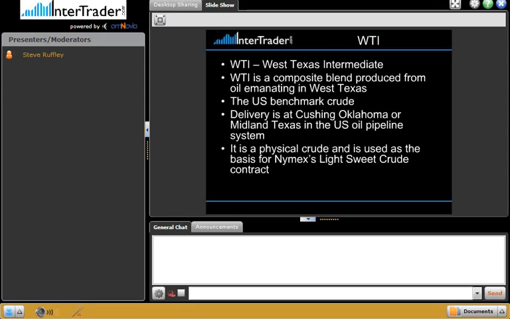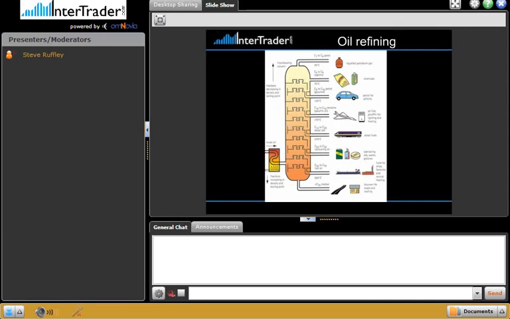Another oil we should have heard of is the WTI, which is the West Texas Intermediate. This is a composite blend produced from West Texas, hence the name. Deliveries are at Cushing, Oklahoma, or Midland, Texas, in the U.S. oil pipeline system. It's a physical crude, and it's used as a basis for NYMEX's light sweet crude contract. NYMEX, again, is another big live trading floor in the U.S.